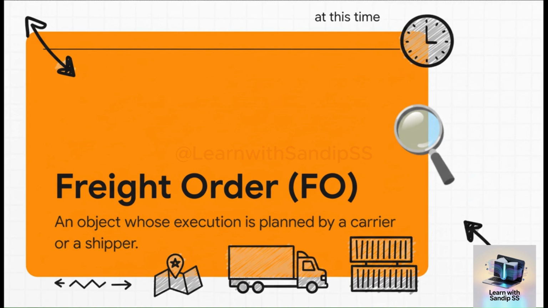So after all that smart planning and optimization, the system creates this freight order. And it's basically the final set of instructions for a specific carrier. It says, hey, you're the one. You've been chosen to move these goods on this exact route at this precise time. It is the official go signal.